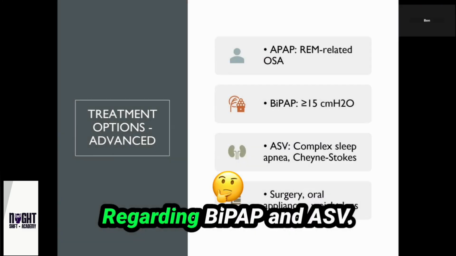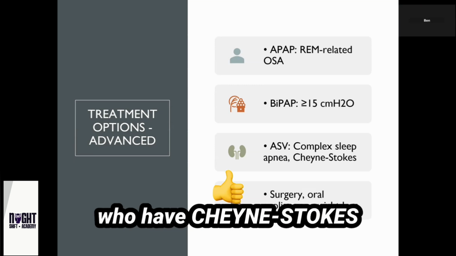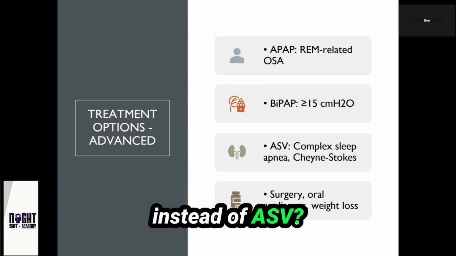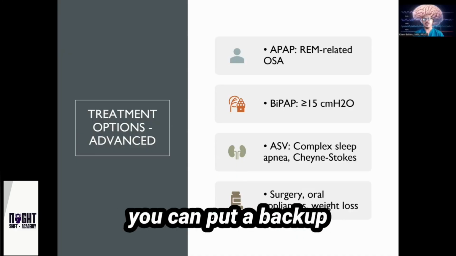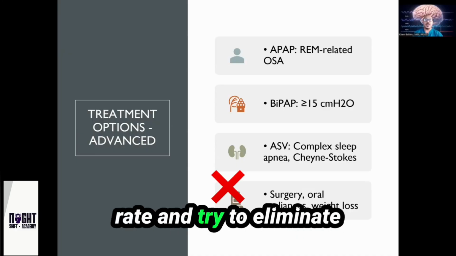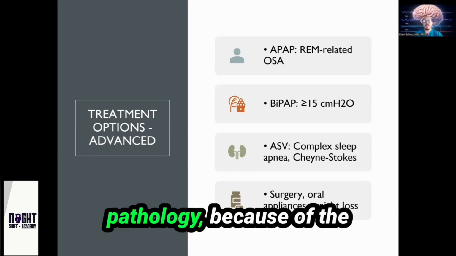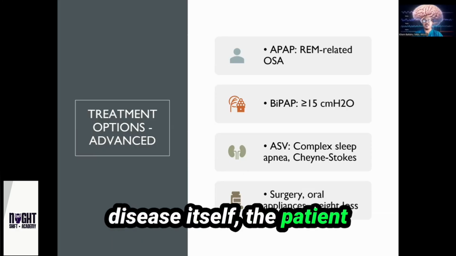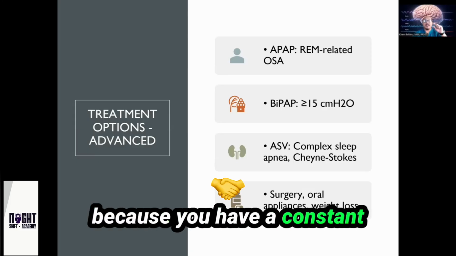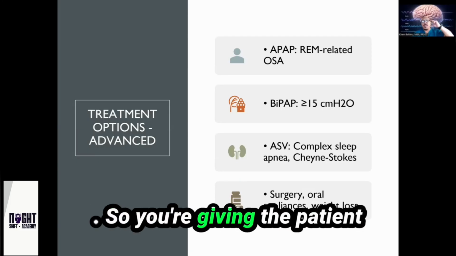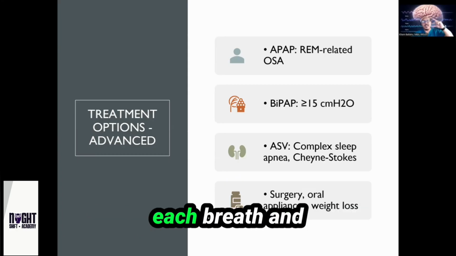Regarding PAP and ASV, can I use BiPAP ST on patients who have Cheyne-Stokes instead of ASV? You can, in theory. Since they have central apneas, you can put a backup rate and try to eliminate the Cheyne-Stokes. However, because of the pathology, because of the disease itself, the patient will not respond positively. The reason is that you have a constant pressure support, so you're giving the patient the same exact tidal volume each breath.